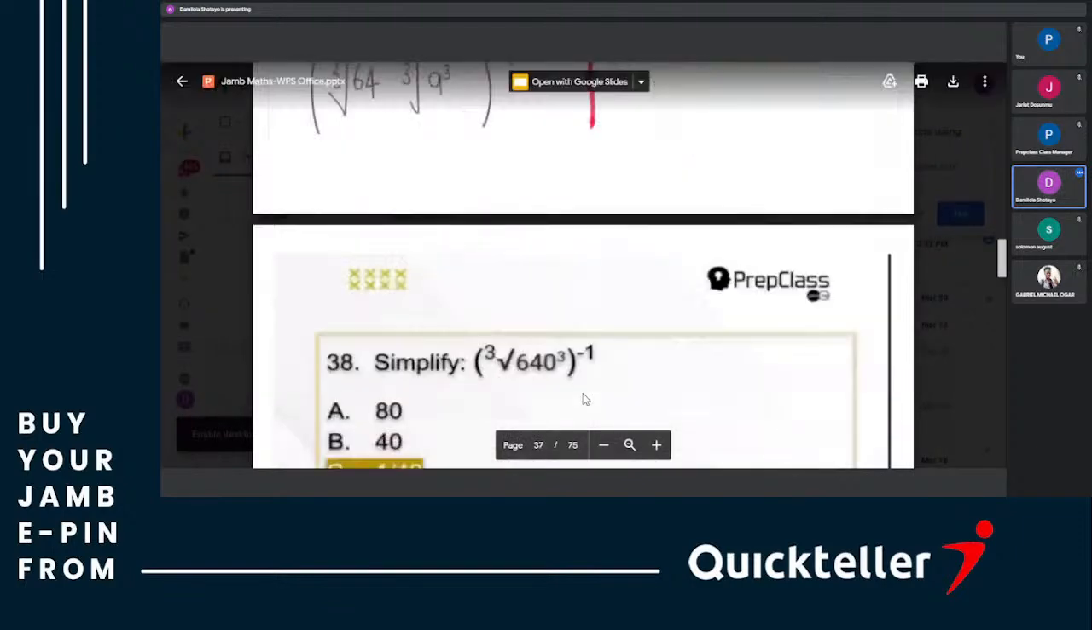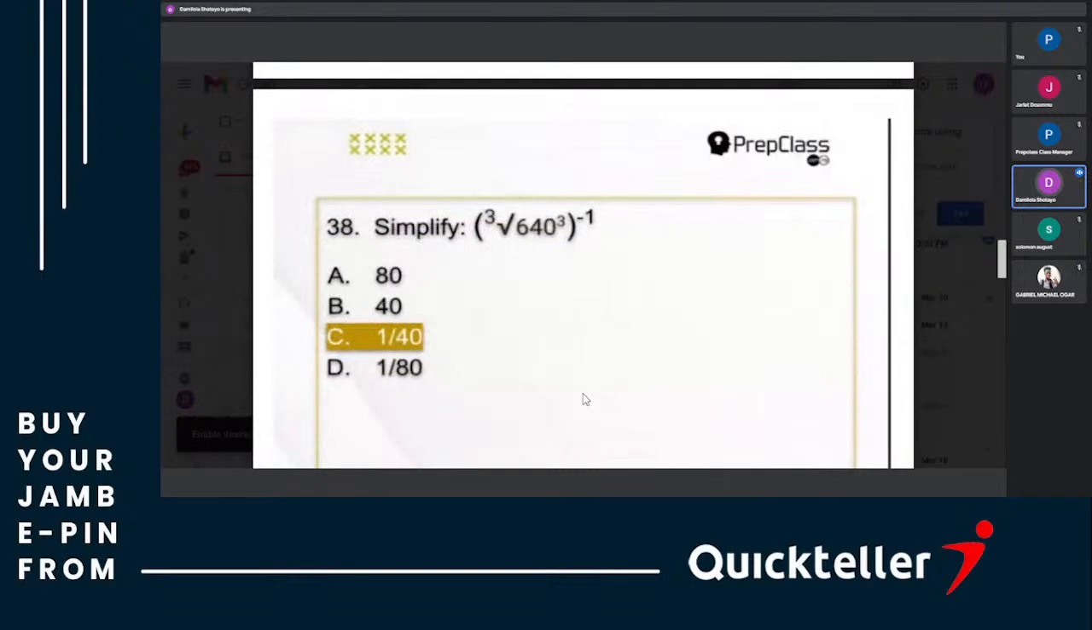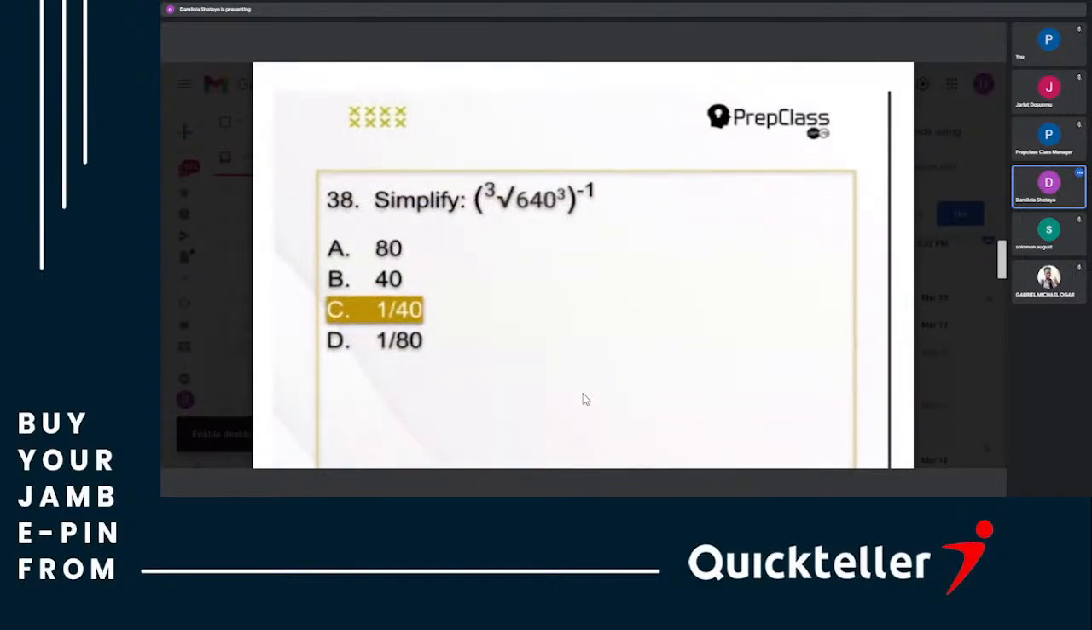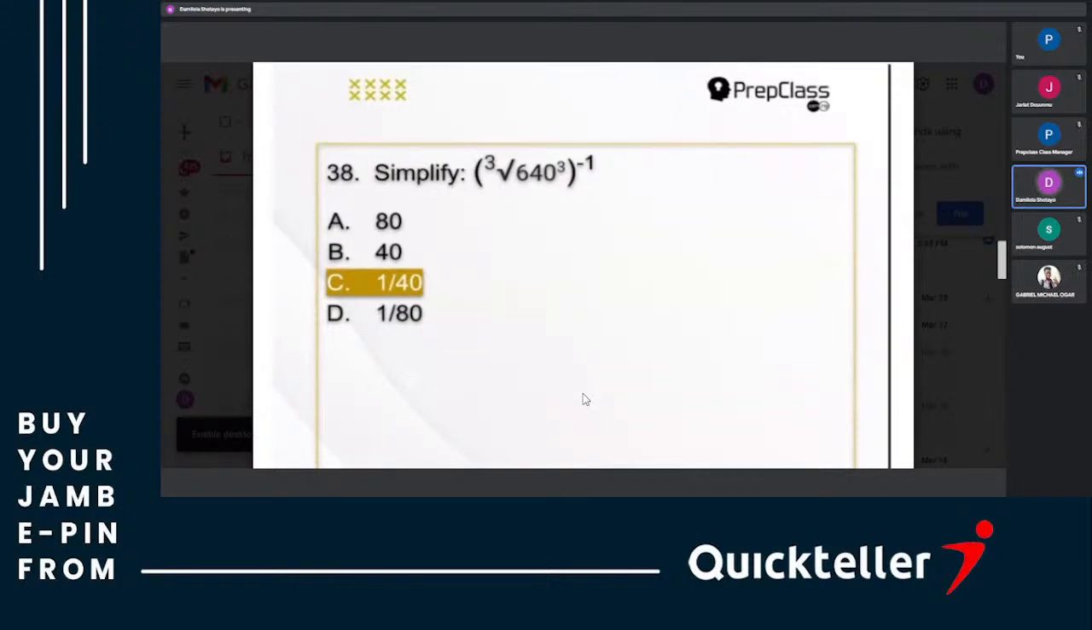Oh, even the answer is not even there. It's not well placed. Look at it. It's giving me 1 over 4a. That is the answer to that question.